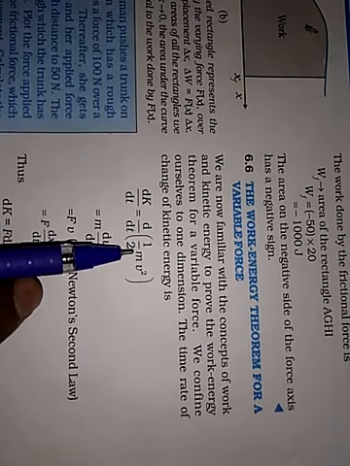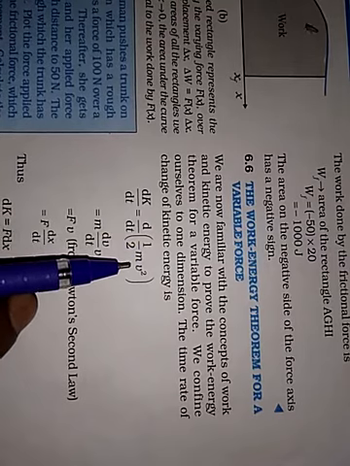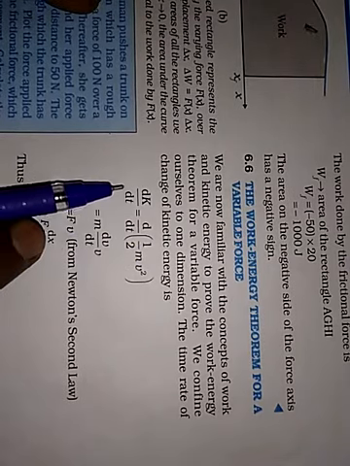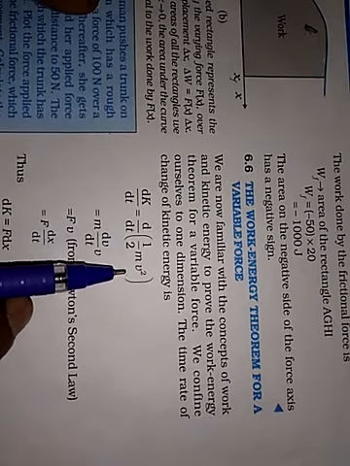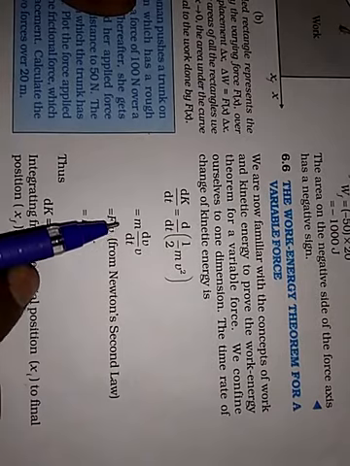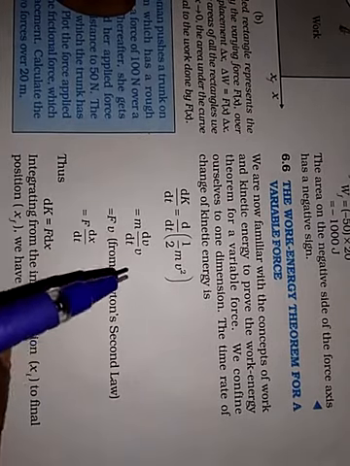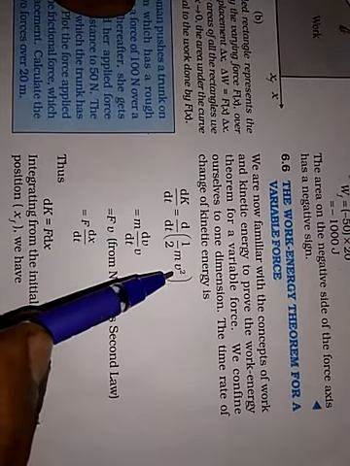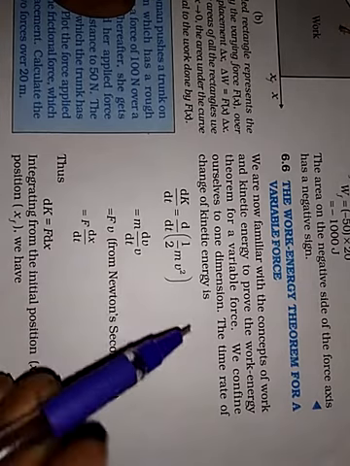Differentiating both sides with respect to t. So we know that kinetic energy is equal to half mv square. Differentiate both sides with respect to t. So dK by dt is equal to d by dt of half mv square. So m is constant, and you are differentiating v square, which is 2v into dv by dt.